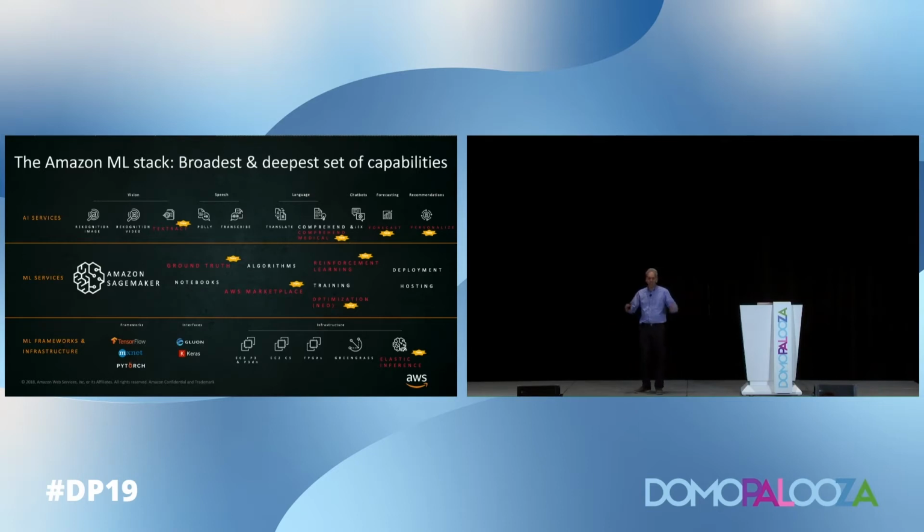So the fact that we have services that are immediately consumable for common use cases, as well as services that allow you to accelerate your own machine learning efforts, we think that it's important to have this set of capabilities in order to accelerate machine learning as a whole.